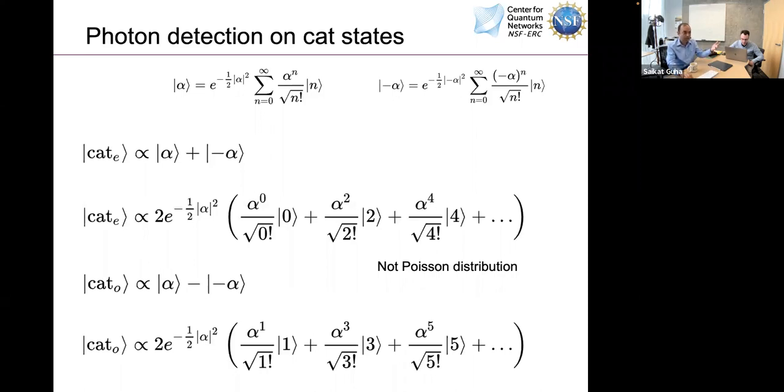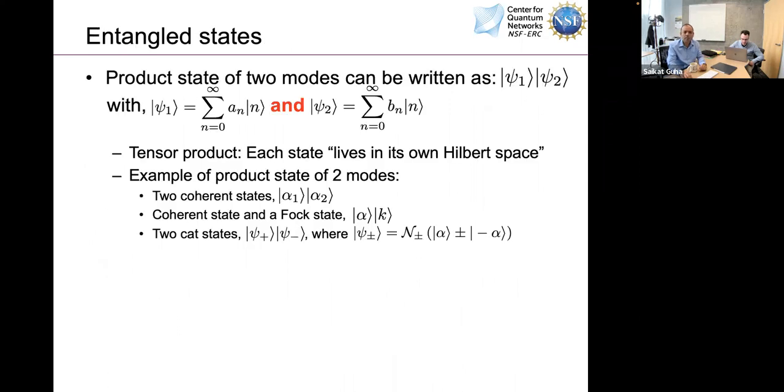And they don't use cat states, but they use another state of light called GKP states, which we will not get into in this course. You already have heard about entangled states. Entanglement is where you cannot write the state of, say, 2 modes in a product state form, like the state of the first mode and the state of the second mode.